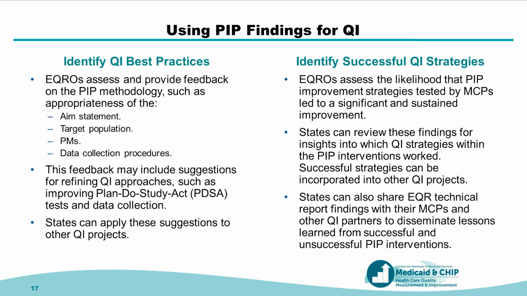The PIP findings in your EQR technical reports can serve as a starting point for designing your next quality improvement project. As shown in the left column, PIP findings can help identify QI best practices. By reviewing PIP validation ratings related to the PIP design, you may find helpful information on quality improvement best practices that could be applied to your next quality improvement project, such as suggestions for ways to improve data collection or Plan Do Study Act or PDSA tests.